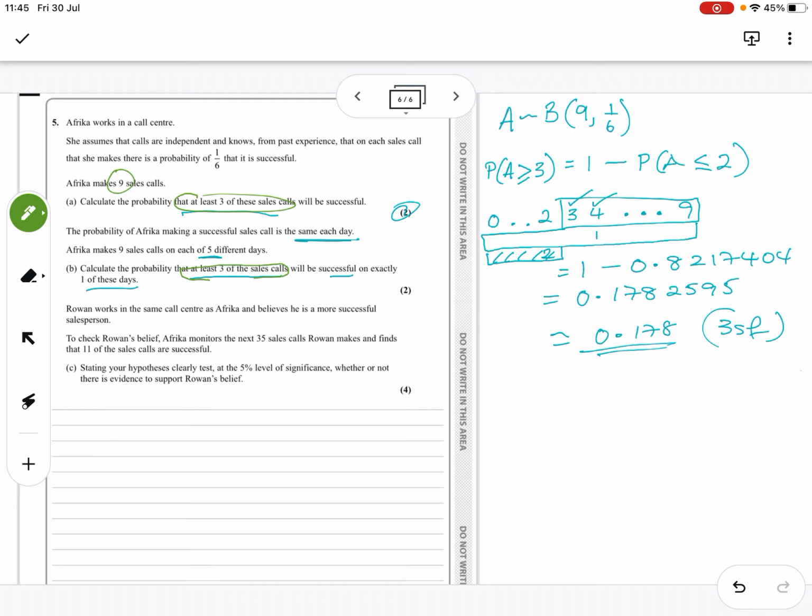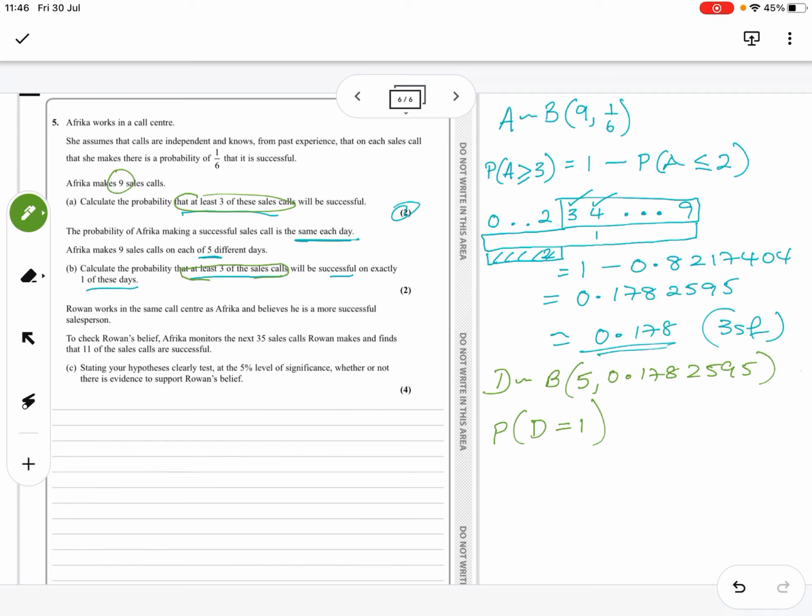So we can actually set this up as a new distribution. So I call it D for days. So it is still a binomial distribution. She's got 5 different days, and her probability of success is the probability of at least 3 sales calls. So it's 0.1782595 if we use it all. And the probability she wants exactly equal to 1 day, one of these days that this would happen. Calculate the probability of at least 3 sales calls will be successful on one of the 5 days.